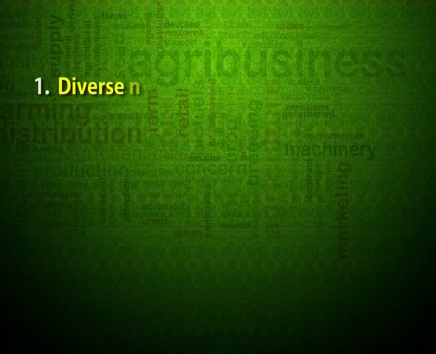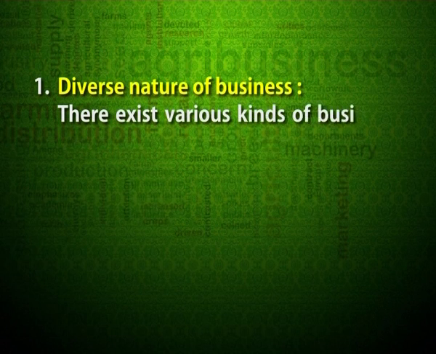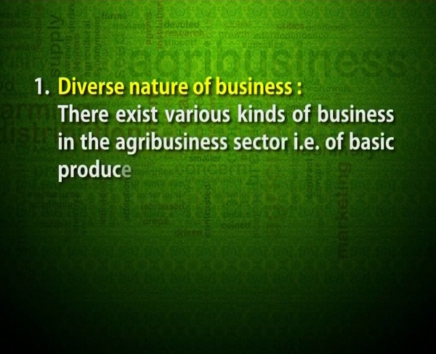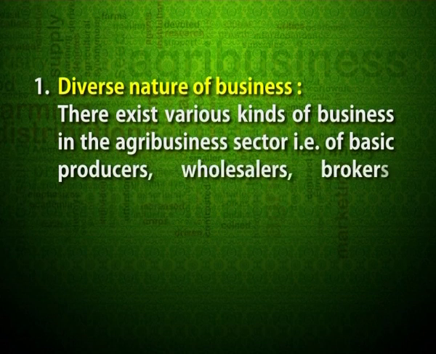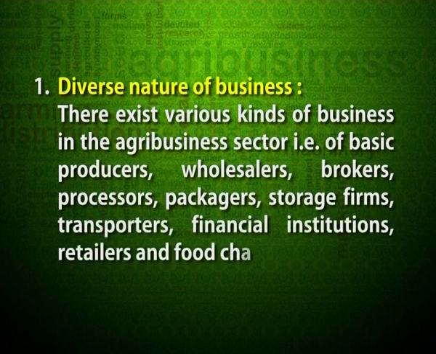Agribusiness, owing to some of its distinctive features, differs from some other kinds of businesses. The features are: number 1, diverse nature of business. There exist various kinds of business in the agribusiness sector, that is basic producers, wholesalers, brokers, processors, packagers, storage firms, transporters, financial institutions, retailers, and food chains.